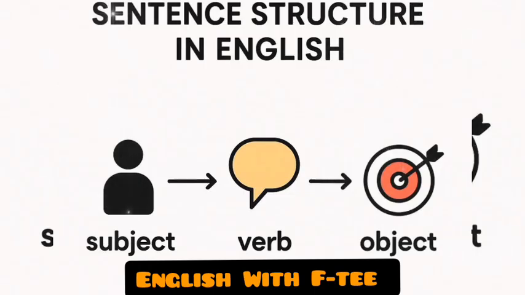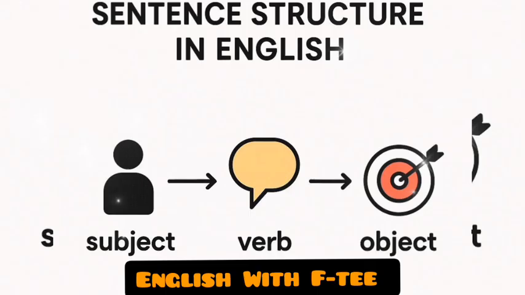For example, Juliet is writing a letter. Writing here is the verb. It was too dark. Was here is the verb. I feel tired. Feel here is the verb.